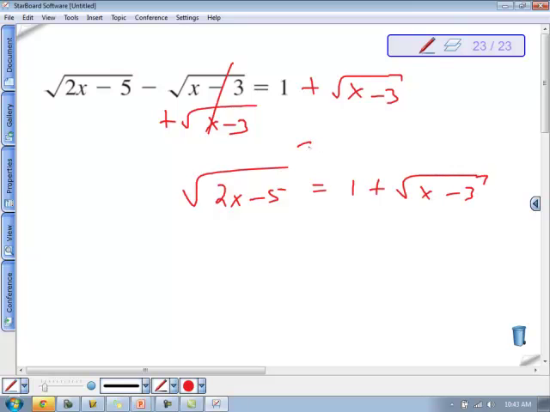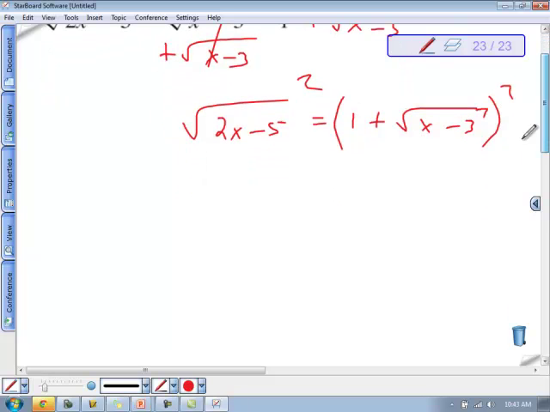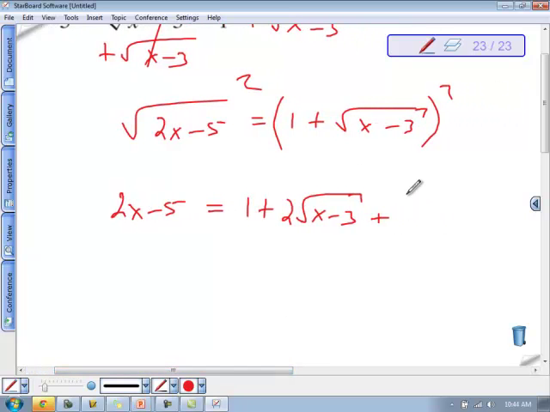Now I'm going to have to square both sides. Don't forget when you square both sides, you have to square this as a quantity. So this turns into 2x minus 5 equals 1 plus 2 of these in the middle, because they're going to add together, right, first when you FOIL this out. I know I'm going fast through the FOILing, but I'm assuming you guys can FOIL now. And then last times last is going to be x minus 3. And I don't need the parentheses there.